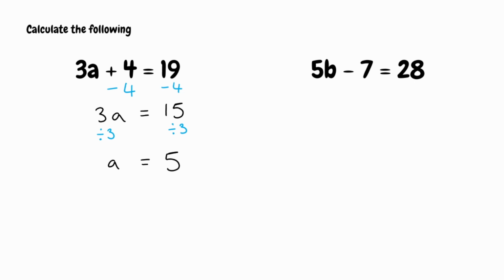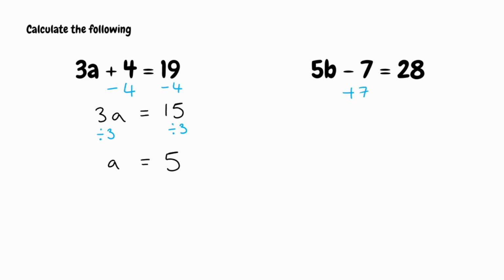Right, now looking at the equation on the right, we've got that 5b take away 7 is equal to 28. So again, what are we going to get rid of first? So again, we're starting with b, we multiply by 5, and then we take away 7. So we're going to do it back to front, we're going to get rid of that take away 7 first. Well, the opposite of take away 7 is to plus 7.